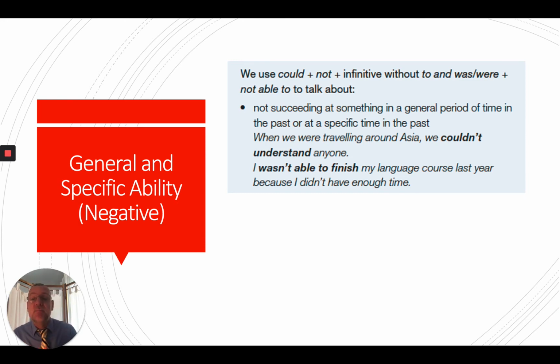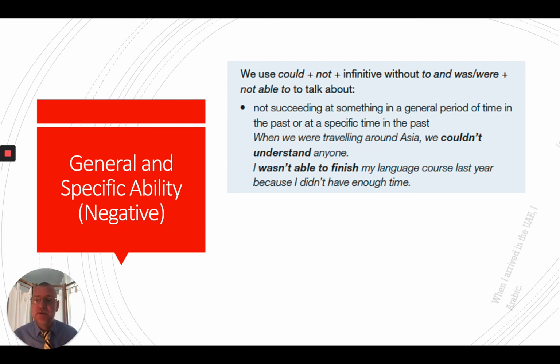So look at the example. When we were travelling around Asia, we couldn't understand anybody. We didn't have this ability at that time in the past. I wasn't able to finish my language course last year because I didn't have enough time. We're talking about a specific situation in the past where I didn't have the ability to do something.